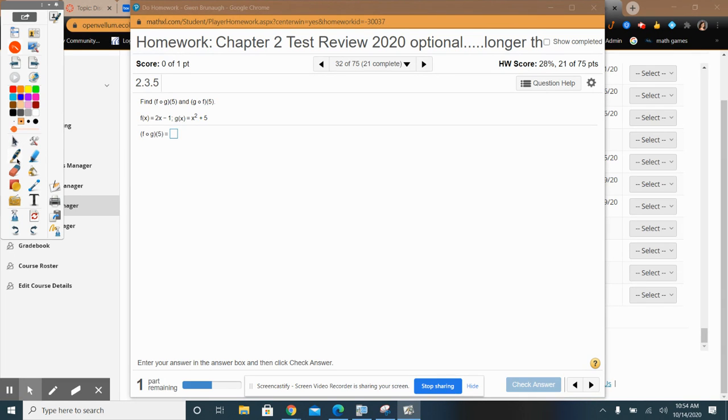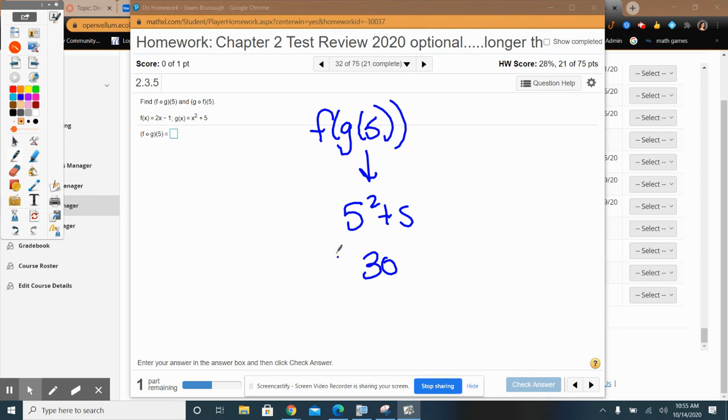Okay, this one's going to give us numbers back. I know it's going to give us numbers back because I'm plugging numbers in. f of g of 5. Start with the g of 5. That's 5 squared plus 5. 25 plus 5 is 30. My new problem is f of 30, which will be 2 times 30 minus 1. 60 minus 1 is 59.